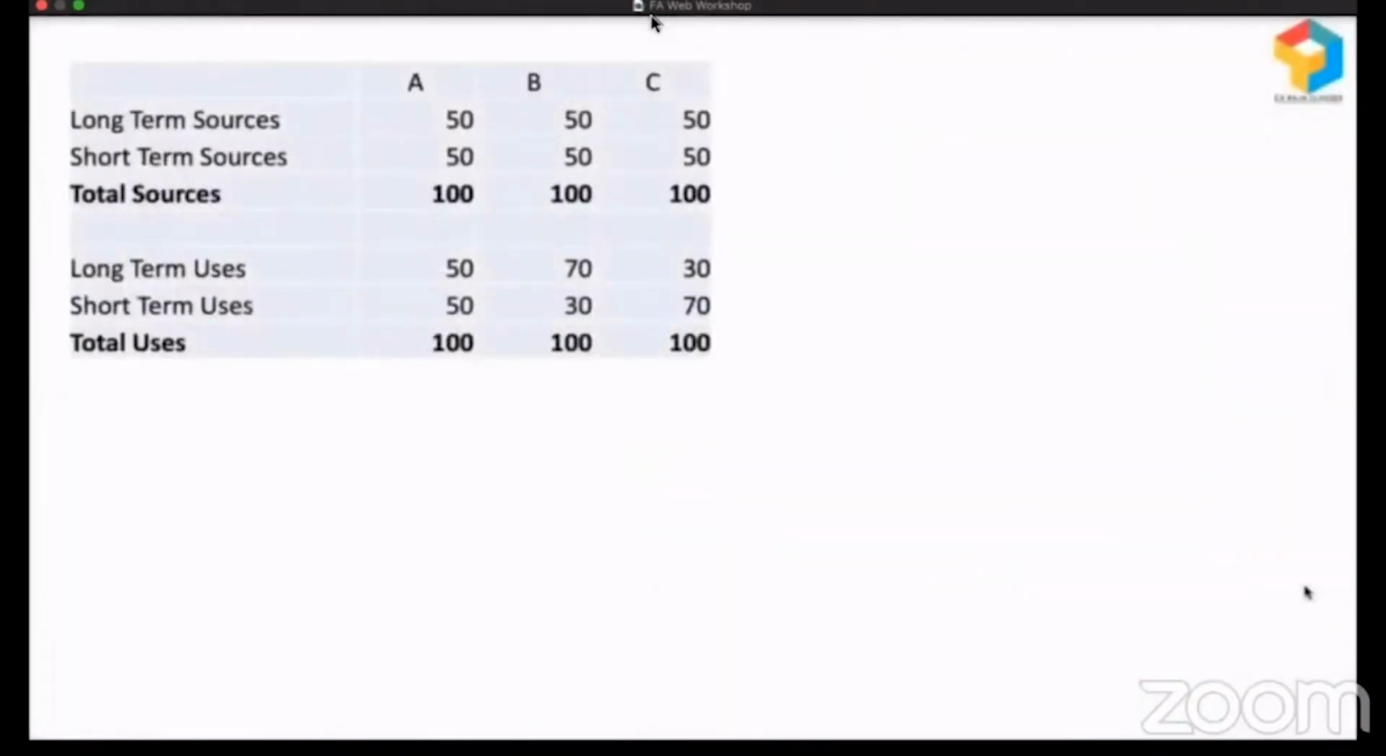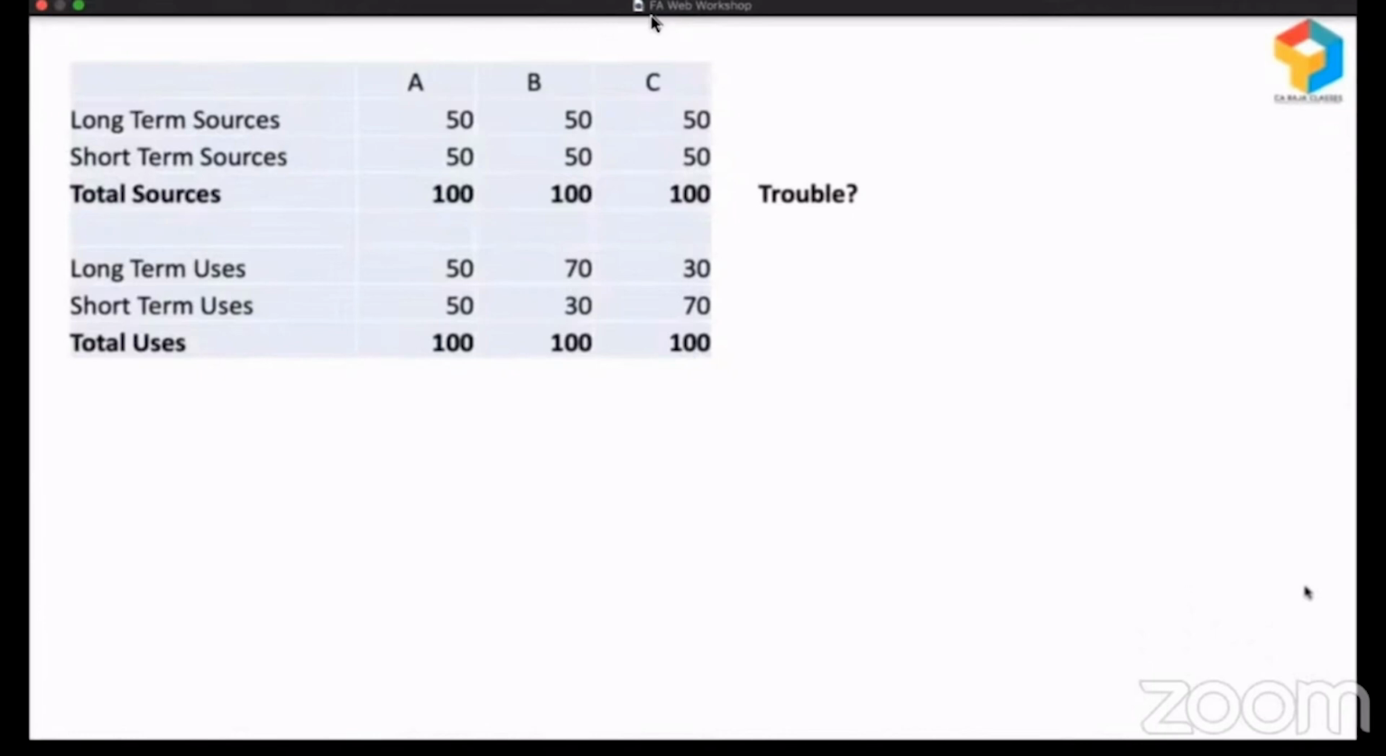Look at this. There are 3 companies A, B, C, and you have information about their long-term sources and short-term sources, total sources. You have information about their long-term uses, short-term uses, and total uses. I want you to digest this information. Spend some time and then identify which company is in trouble here. Is it company A or company B or company C?